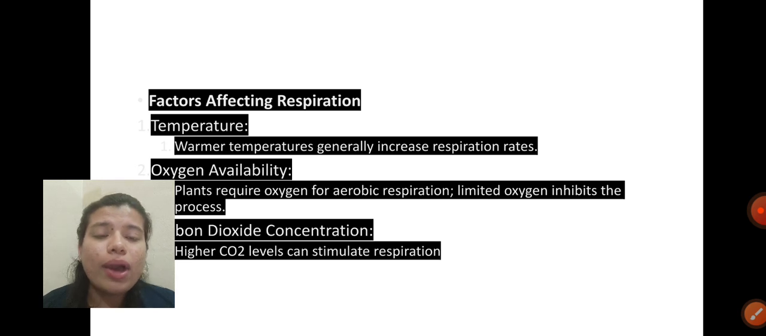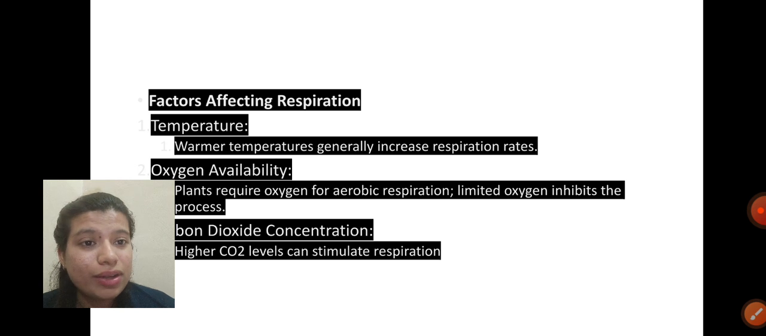Plants require oxygen for respiration. When oxygen is available, respiration takes place very smoothly. But when there is non-availability of oxygen, the rate of respiration will decline. Similarly, for carbon dioxide concentration, high CO2 stimulates the respiration rate.